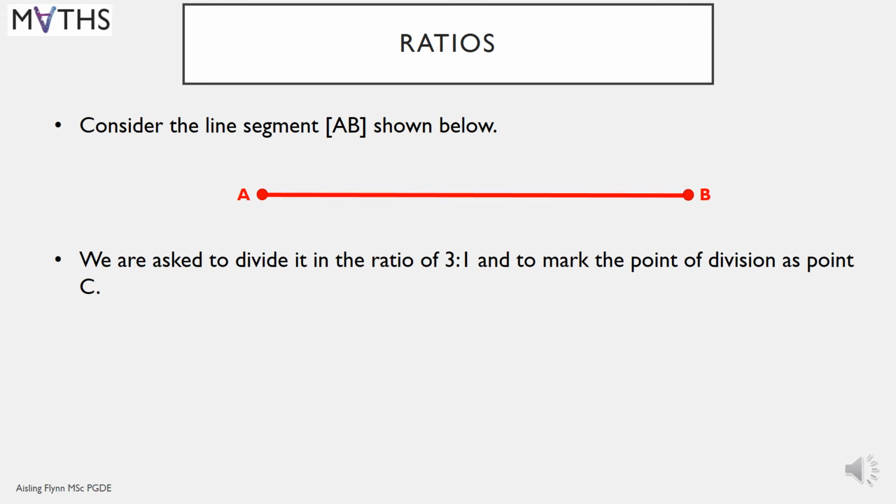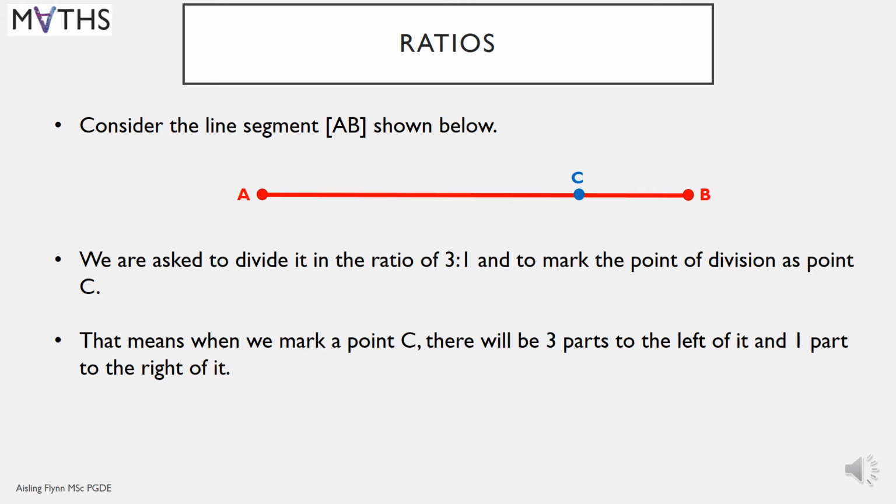We are asked to divide it in the ratio of 3:1 and to mark the point of division as point C. So there is going to be some point C along the way from A to B. When we mark a point C, there will be 3 parts to the left of it and 1 part to the right. So A to C is 3 times longer than C to B, and that means that there are 4 equal parts in total. 1, 2, 3 to the left and the 4th one to the right.